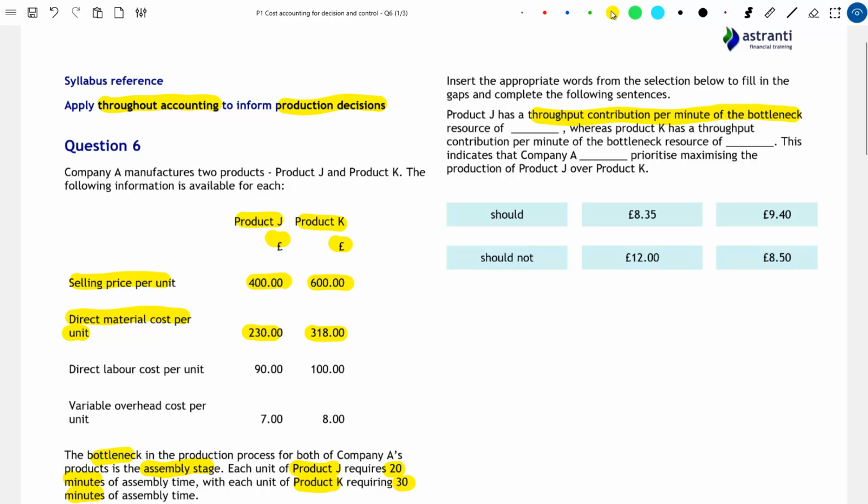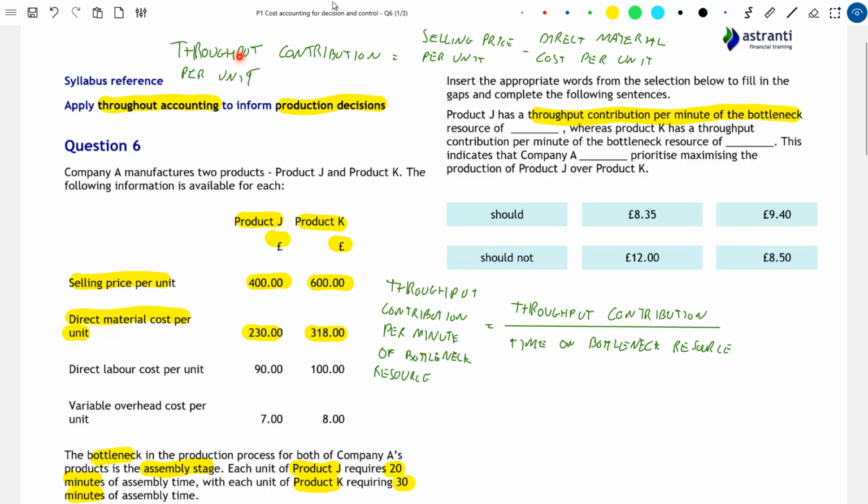So let's start by calculating the throughput contribution per minute of the bottleneck resource for both of these products, and I'll write down the formulae that we need in order to do this. So just to give a quick recap, the throughput contribution per unit is found by taking the selling price per unit and then subtracting the direct material cost per unit. We can then divide the throughput contribution per unit by the time spent per unit on the bottleneck resource to give us the throughput contribution per minute of the bottleneck resource. In this case, it's the per minute figure that we're after, but this could be, for example, per hour instead. So let's start by performing these calculations for product J.